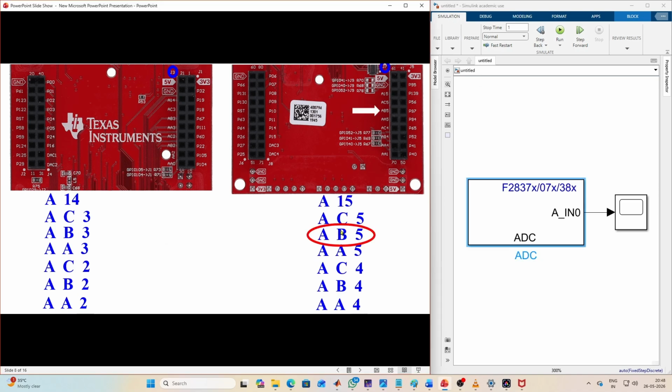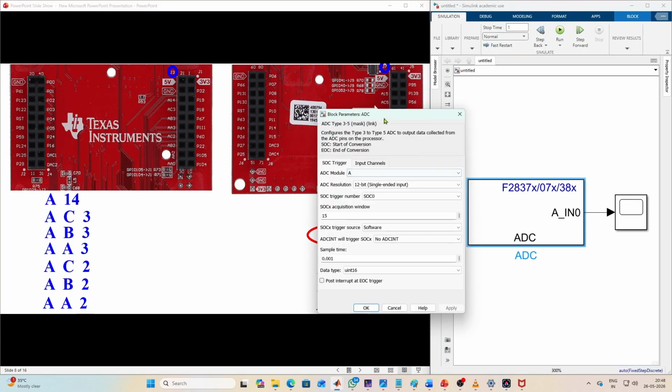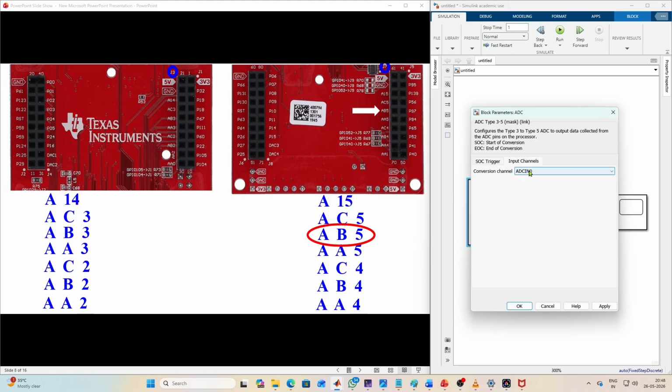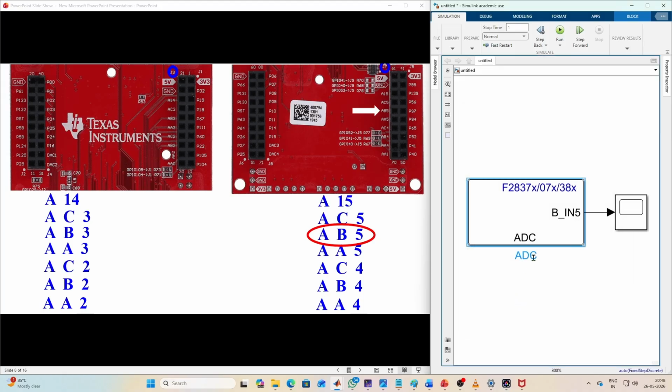Now let us take AB5 as an example and configure the ADC block for this pin. From the LaunchPad pin name AB5, the middle letter B represents the ADC module. So in the Simulink ADC block, I will select ADC module B. The last number is 5, which represents the ADC input channel number. So in the input channel selection, I will select channel 5. Now the AB5 pin on the LaunchPad is linked with this ADC block in Simulink, and this block will read the analog voltage applied at this pin.